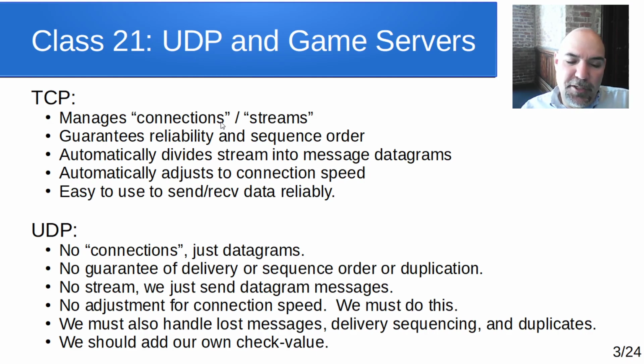Also, there's nothing in UDP that adjusts for connection speed, since it's not managing any sort of window or stream. It just is passing the datagrams through. So if we need something that adjusts to connection speed, where it slows down when needed, speeds up when needed, we have to implement that ourselves. It's also up to us if we need it to be reliable. We have to come up with our own way of handling lost messages. We have to come up with our own way of sequencing. We have to come up with our own way of handling duplicates. And with UDP, we should probably also add our own check value to ensure the integrity of that data.